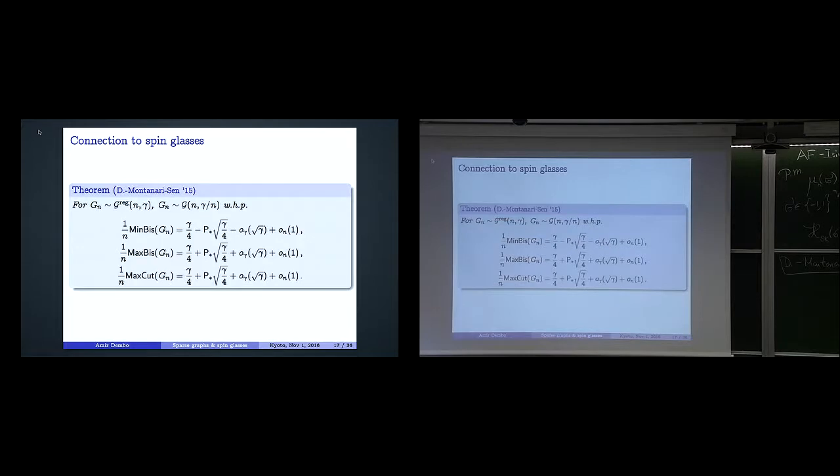Another question is that in this model, your graph is not weighted. In a weighted graph, the cut may cost depending on the weight of, let's say, the conductance of the bond. Is there any result?